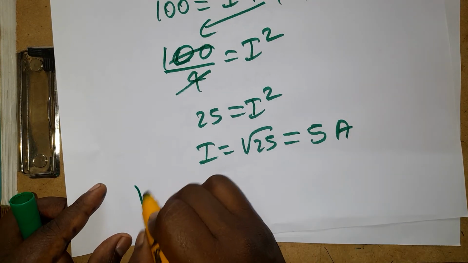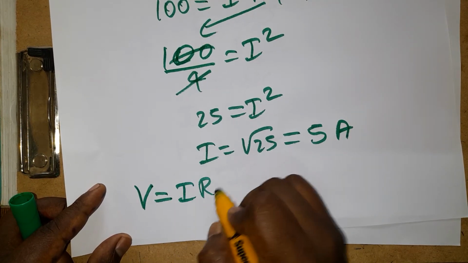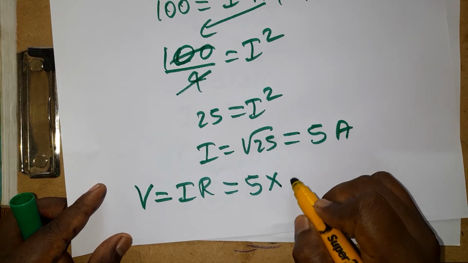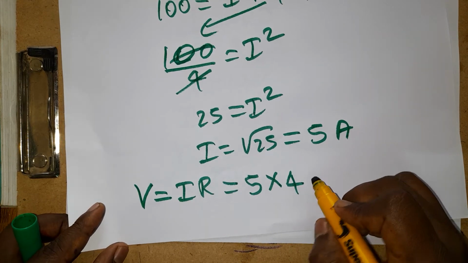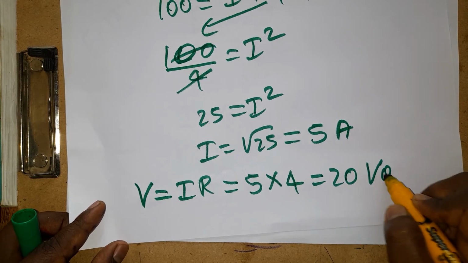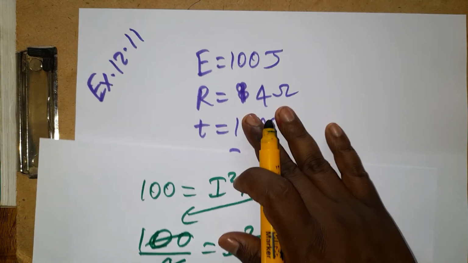The next one, V they asked. V is equal to IR. What is I? 5. What is R? 4. 5 fours are 20 volt.